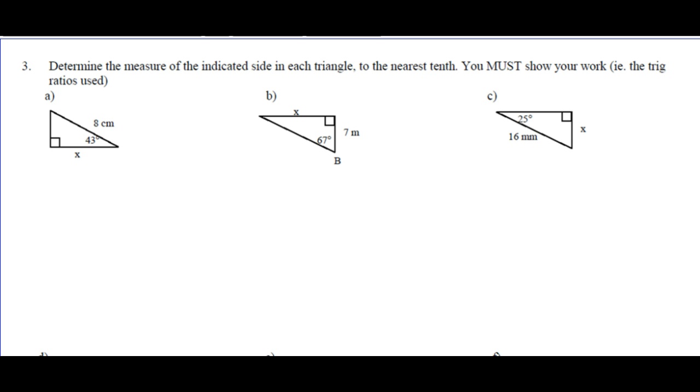Pythagorean Theorem to find the length of the hypotenuse, the length of another side. We've used the sine, cos, and tan ratio to find an unknown angle, and now we use sine, cos, and tan to find an unknown side. So we have 43 degrees here, that's the angle.